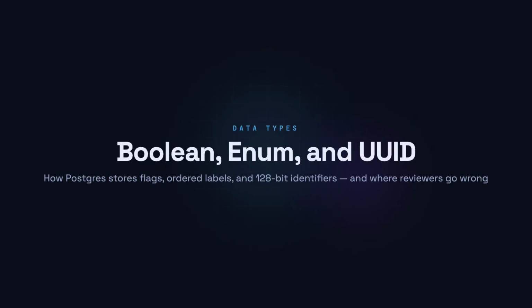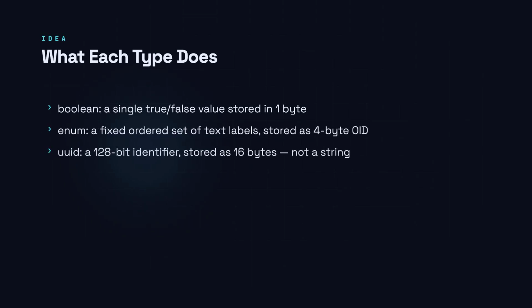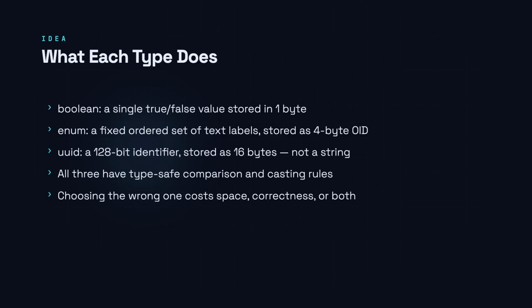Three Postgres types that look simple but hide real gotchas: Boolean, Enum, and UUID. By the end, you will know exactly what to flag in a pull request. Boolean is the simplest. 1 byte, 3 states including null. Enum trades flexibility for compactness and a built-in sort order. UUID gives you globally unique identifiers at 16 bytes, far cheaper than storing them as text.